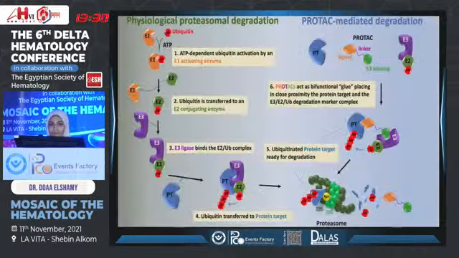the protein. So the physiological proteasomal degradation starts by the ubiquitin addition or activation by the E1 enzyme, which transfers it to the E2 enzyme. Then E3 ligase binds to the E2 ubiquitin complex, allowing the ubiquitin transfer to the protein of interest. At that point, the protein of interest is ready to be degraded by the proteasomal system. When we add a linker between the protein of interest and the E2, E3 ubiquitin complex, we can enhance the protein degradation.